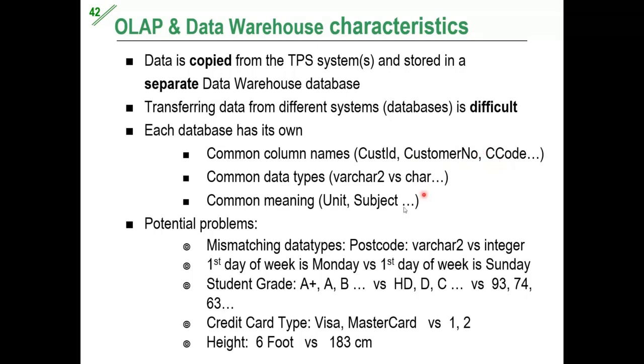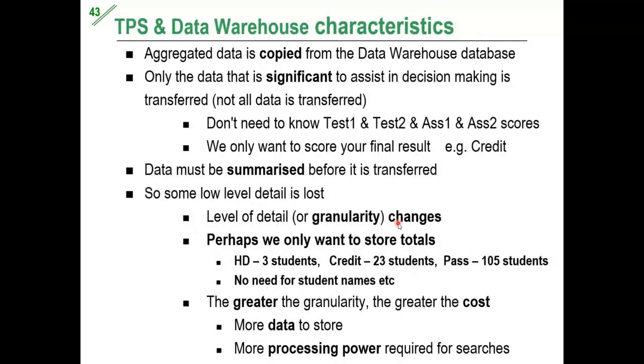And similarly, the type of data we use in columns in each table, in each database, is probably different. We can have varchar, char, etc. And the meaning also differs in tables, right? So all these things are very, very difficult to establish when you try to pull information from different databases. So these are the potential problems, right?